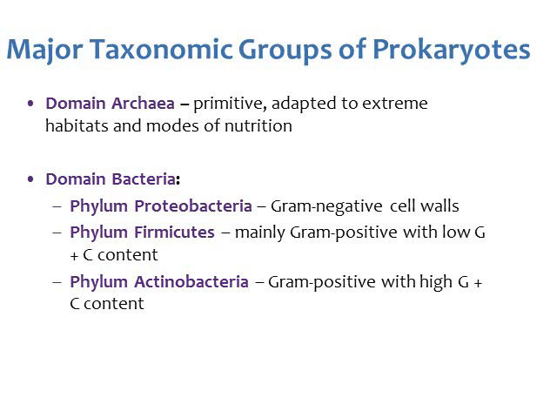So your major taxonomic groups: you have the domain archaea. These are very primitive organisms, adapted to very extreme habitats. They have extreme modes of nutrition, and I'll go through those in part 3 of this chapter. In the domain bacteria, the 3 big phyla: we have proteobacteria. These have gram-negative cell walls, so all the gram-negative bacteria are in this phylum.